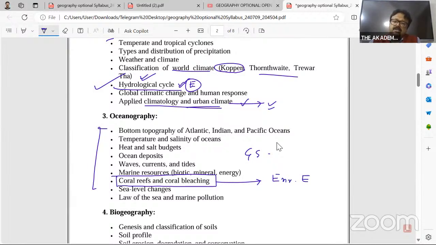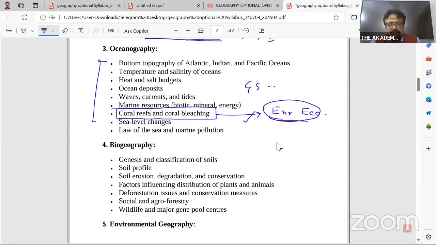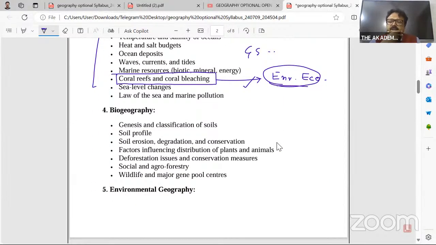तो environment ecology में भी पढ़ेंगे, geography GS में भी पढ़ेंगे और optional में भी पढ़ेंगे. इससे अच्छा कि आप optional में पढ़ लें और दोनों जगह यूज करें, है कि नहीं? So this part is also a common fringe area, so you should go for it. Geography GS में तो ये सारे होंगे, लेकिन स्पेशली एनवायरमेंट इकोलॉजी में कोरल आपको पढ़ना होता है, कोरल ब्लीचिंग पढ़ना होता है, कंडीशंस responsible for coral bleaching.